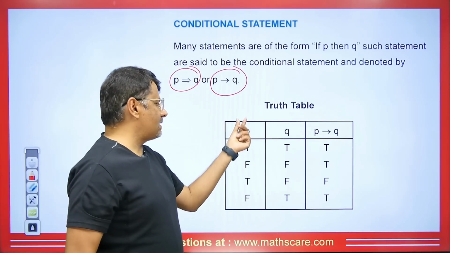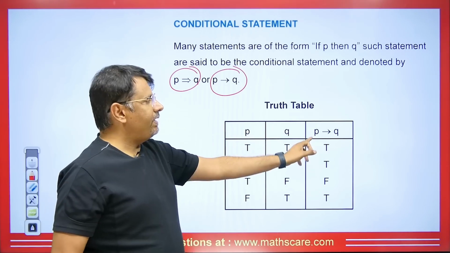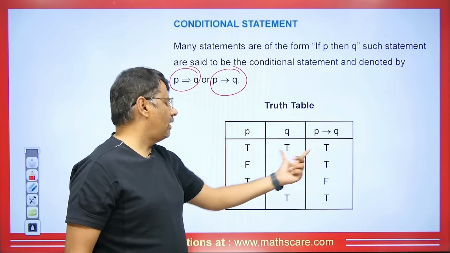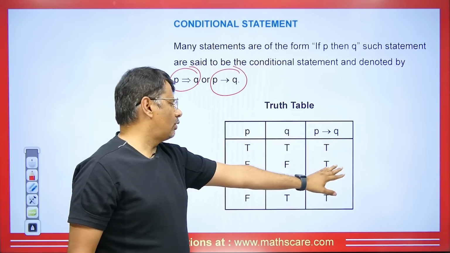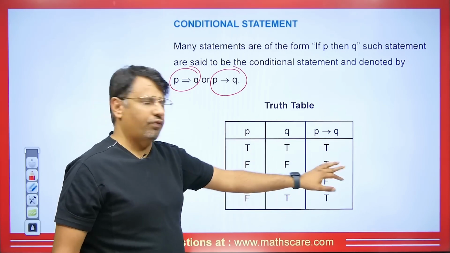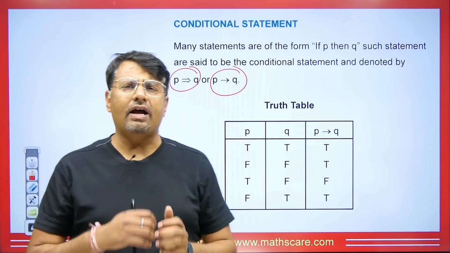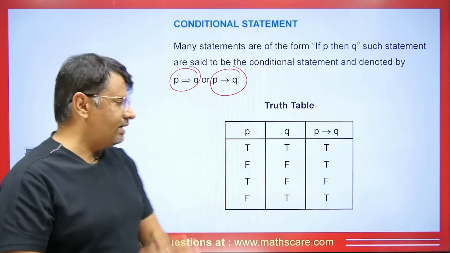So students, if P and Q are given to us here like this, what will be P implies Q? If both of these are true, then this will be true. If both these are false, then it will be true. If one is true and the other false, then it's false. If this is false and true, then this will be true. Since it is a bit hard to remember, I will explain a trick to you guys.